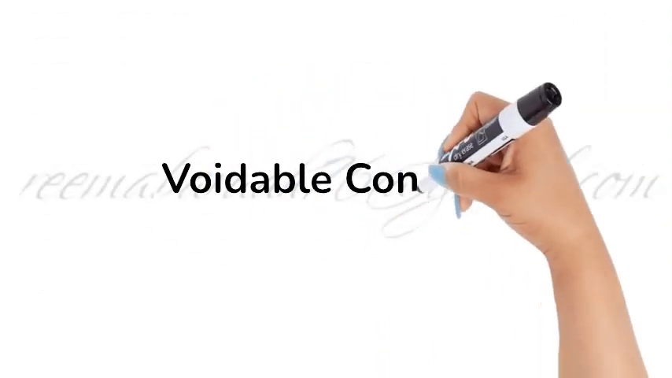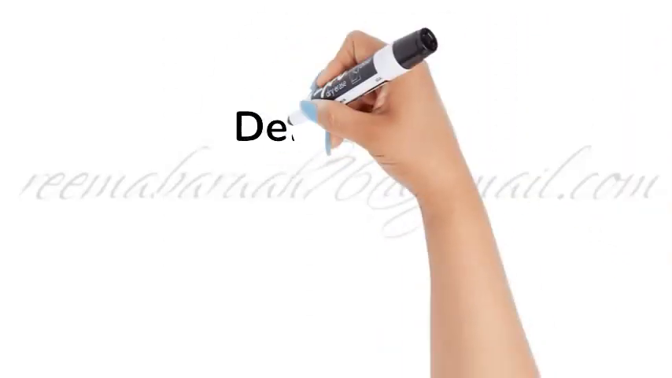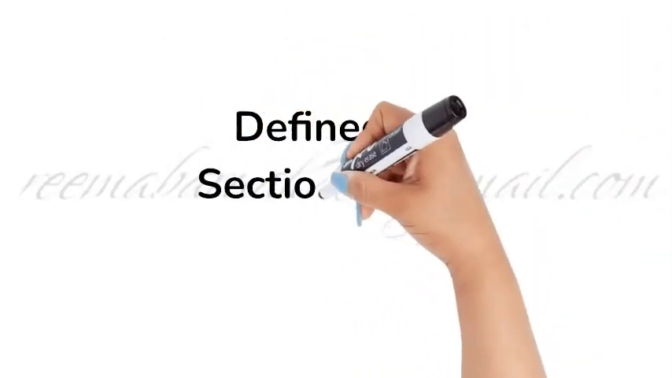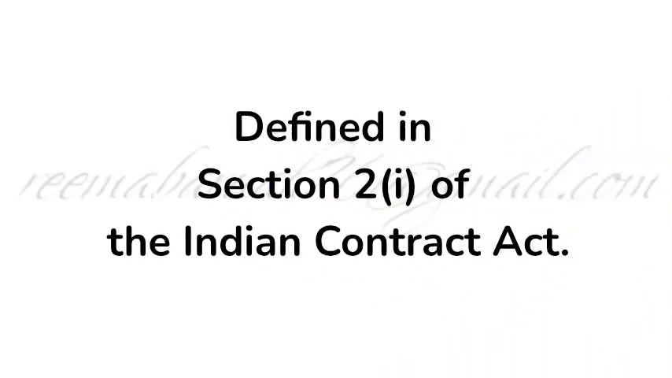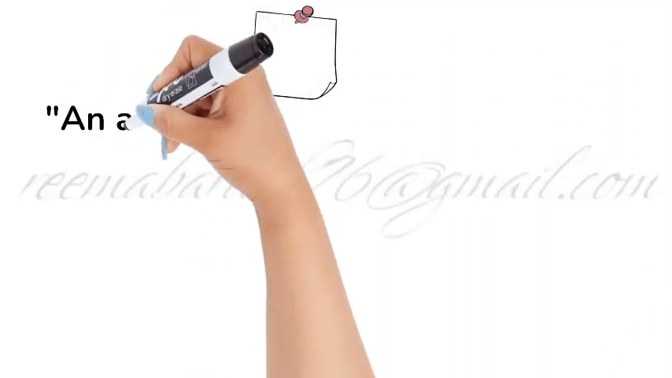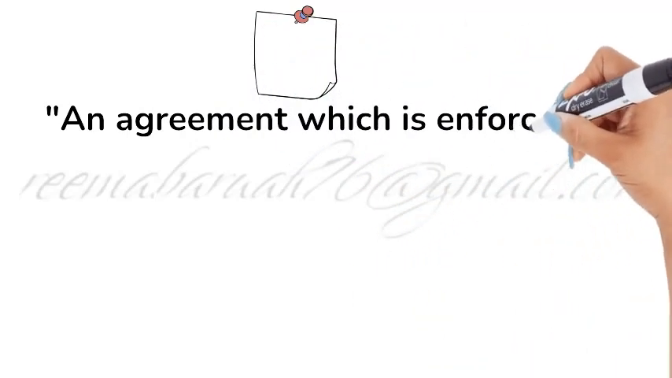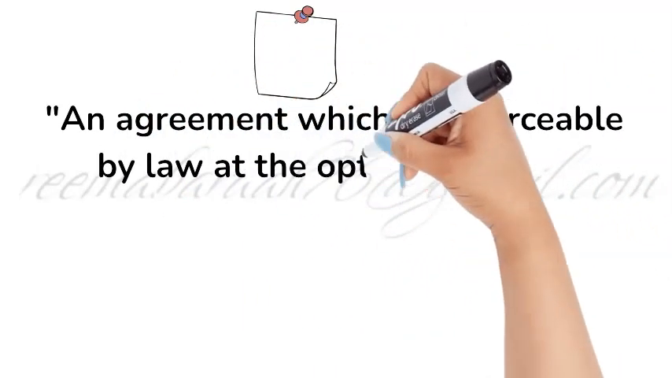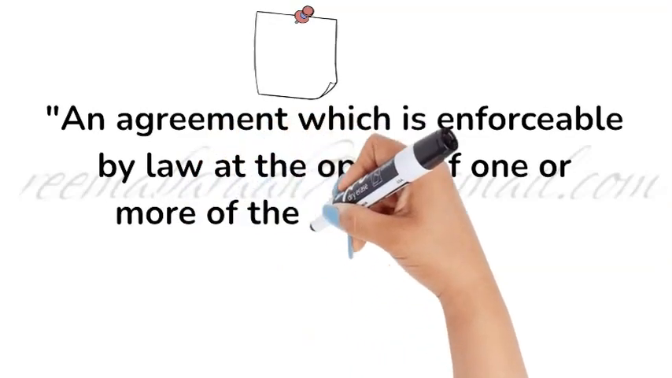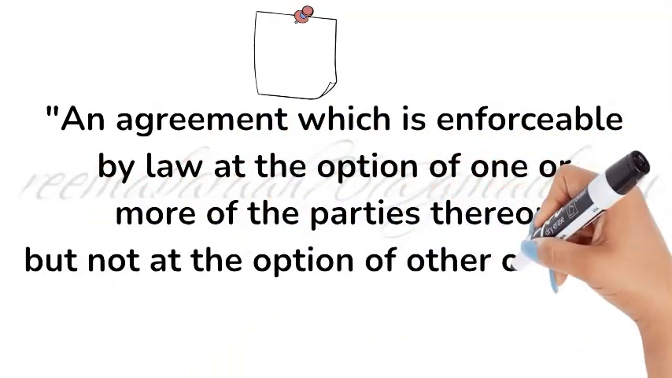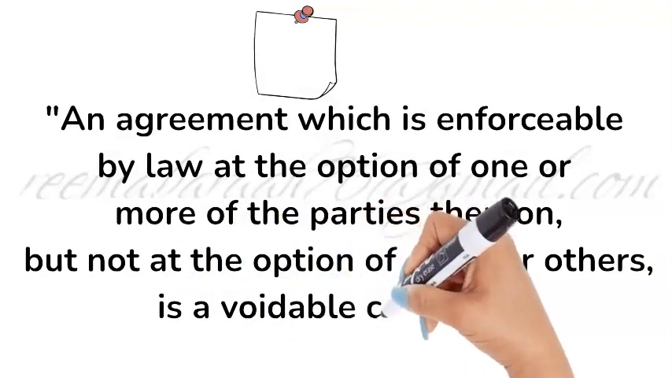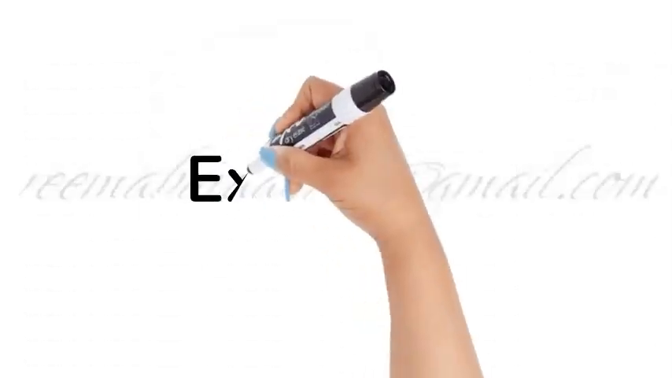Next, voidable contract. The term voidable contract is defined in Section 2, Clause I of the Indian Contract Act. According to this section, an agreement which is enforceable by law at the option of one or more of the parties thereto, but not at the option of the other or others, is a voidable contract.